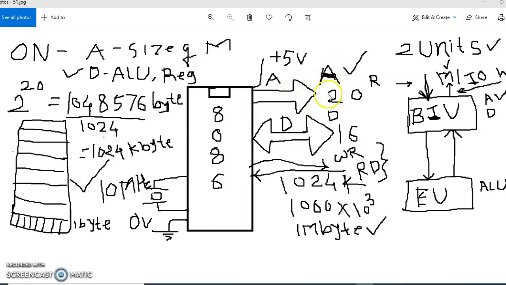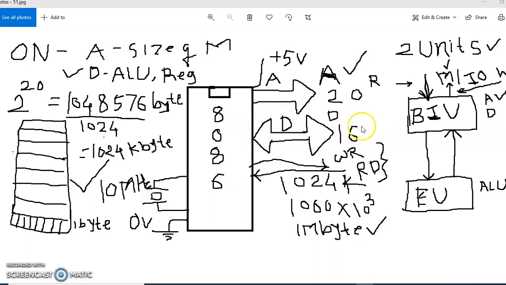For the processor, suppose this 8086 has 20 address lines. These address lines are unidirectional. And D is the data bus. Data buses are bidirectional, and these are 16 lines. So in both directions we can communicate.